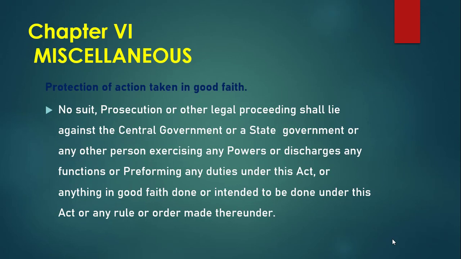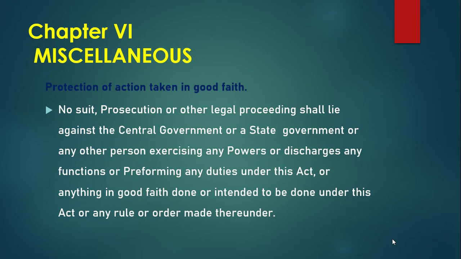Next is the last chapter, chapter 6. Chapter 6 deals with miscellaneous things. Okay, protection of action taken in good faith. No suit, prosecution, or other legal proceeding shall lie against the central government or a state government or any other person exercising any powers or discharging any functions or performing any duties under this act, or for anything done in good faith or intended to be done under this act or rule or order made thereunder.